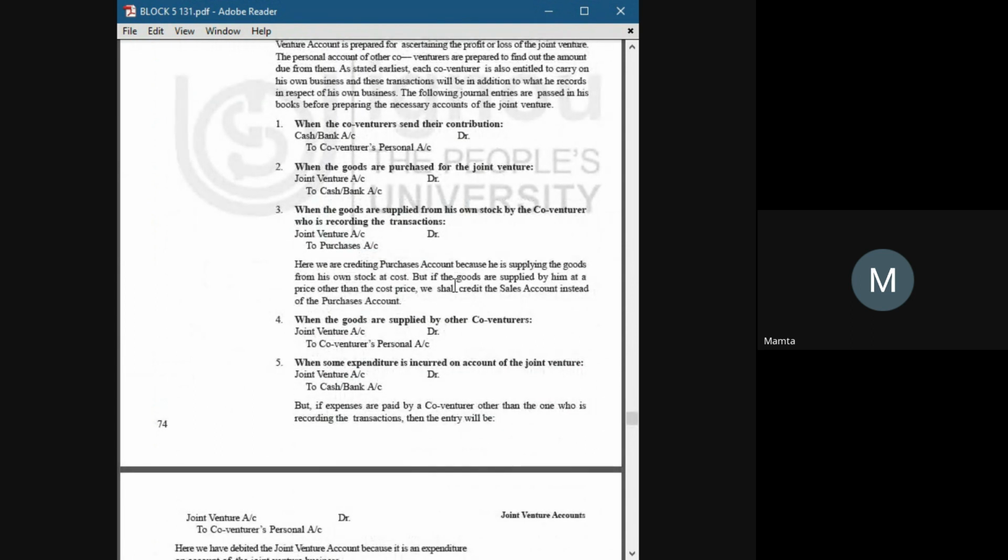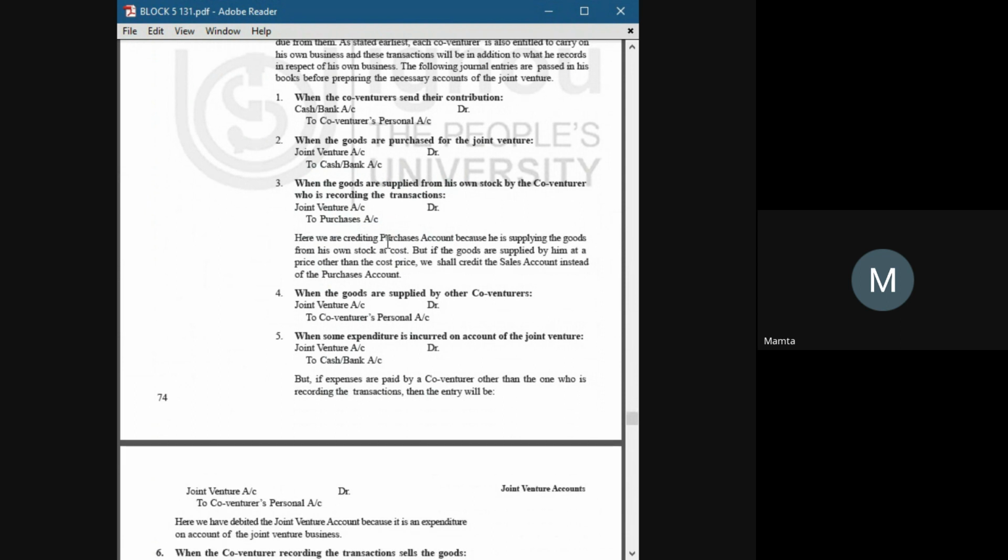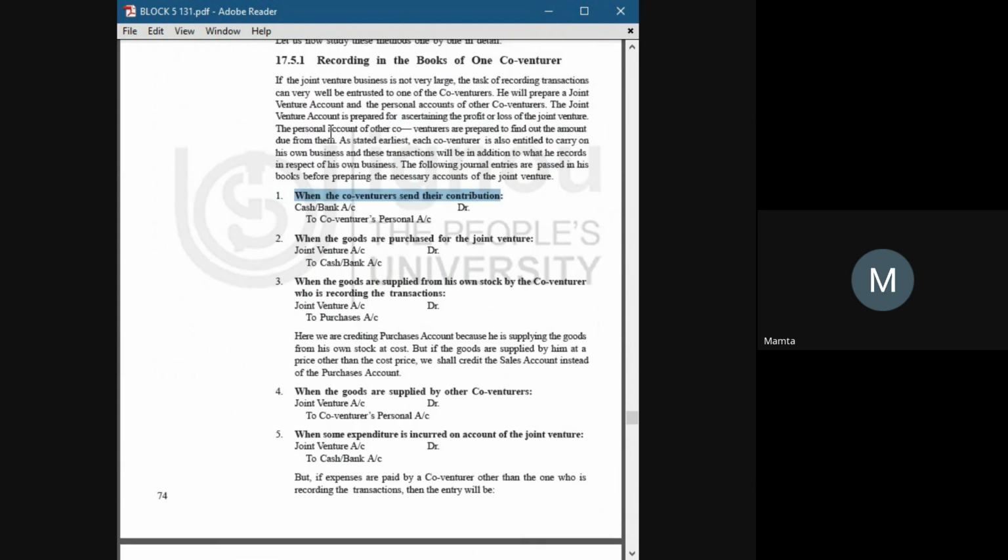Let's see how we record in the books of one co-venturer. Suppose A, B, and C have agreed on a project and become co-venturers. Now only B is creating the books of account. B is maintaining the books of account.